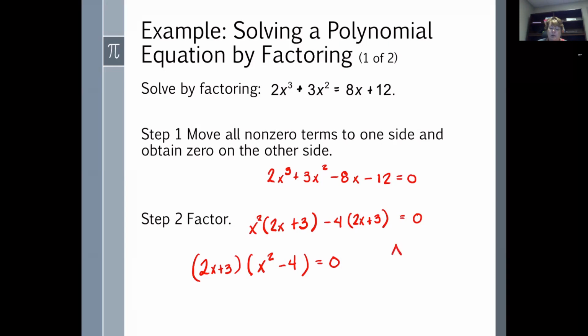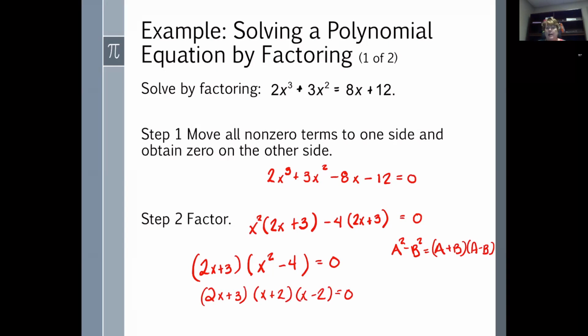I may recognize that that is the difference of 2 squares, and I have a formula for that. The difference of 2 squares, this is a formula. A formula means I can use it for anything. It factors to the sum of the square roots times the difference of the square roots. So I should be able to factor x squared minus 4 to x plus 2 times x minus 2, which I can. Now I have this polynomial factored completely. There is no more factorization that I can do.